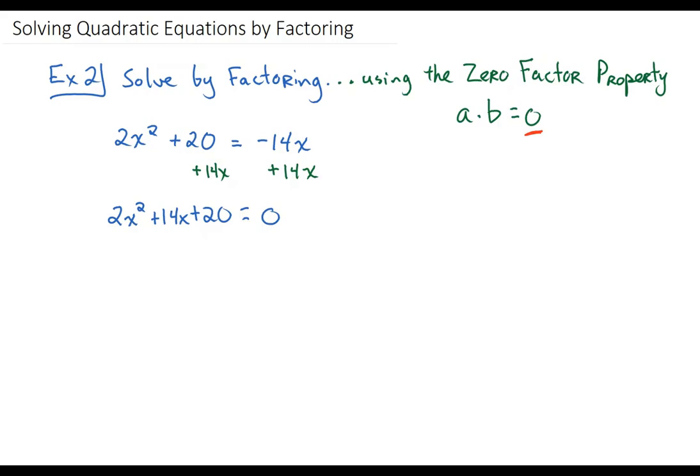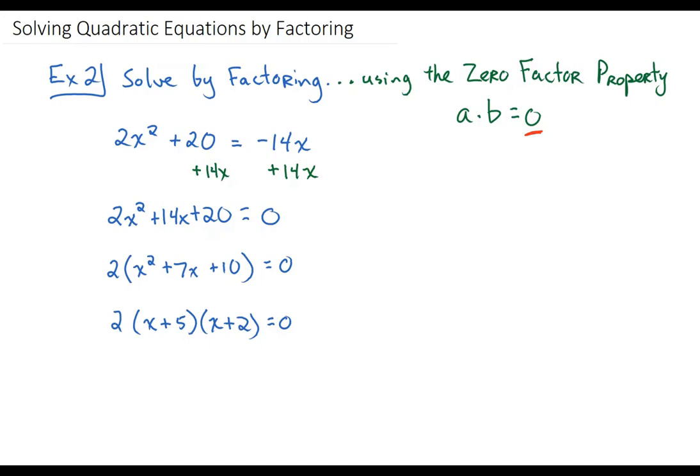Every term on the left side is divisible by 2. When I factor that 2 out, I'm left with the 2 outside the parentheses as my GCF, and inside the parentheses I have x squared plus 7x plus 10. And now what I want to do is factor the trinomial that's left inside the parentheses, or try to. This particular trinomial factors as x plus 5 times x plus 2.